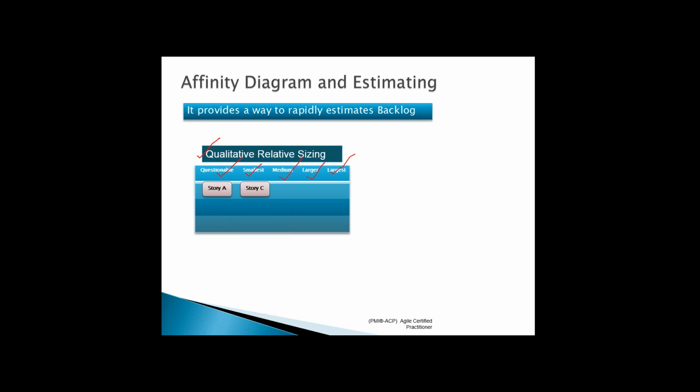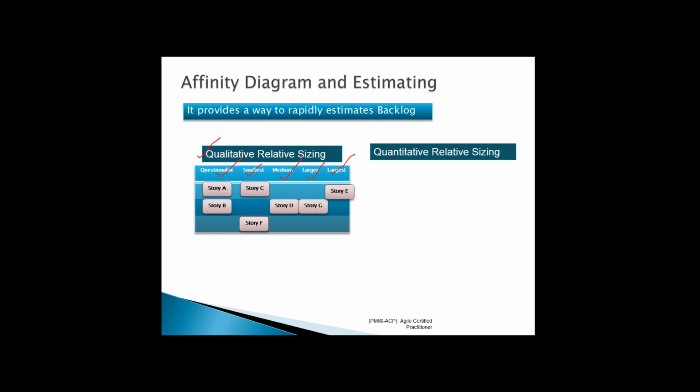So you'll say that story A is questionable. I need a lot of clarification on that. User story C is smallest. User story B is questionable. User story D is medium size. User story F is smallest. G is larger and E is largest.